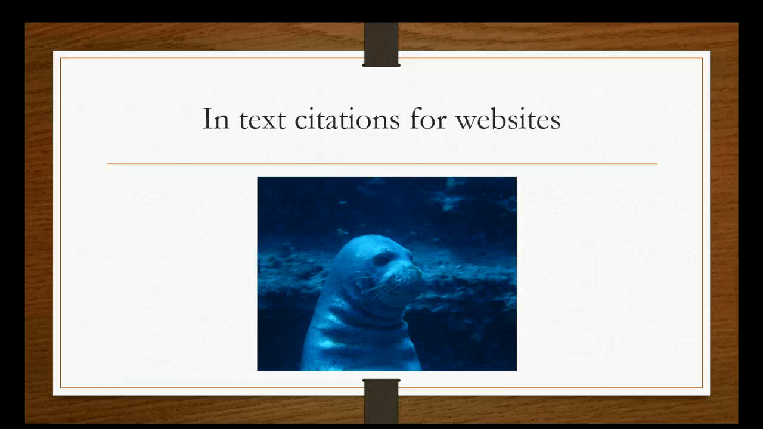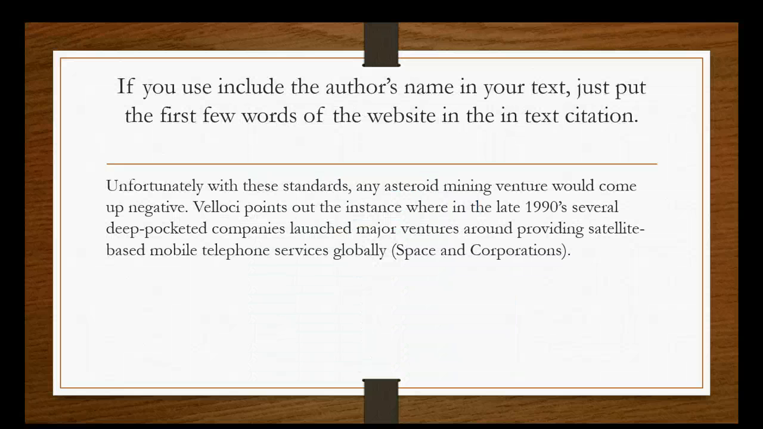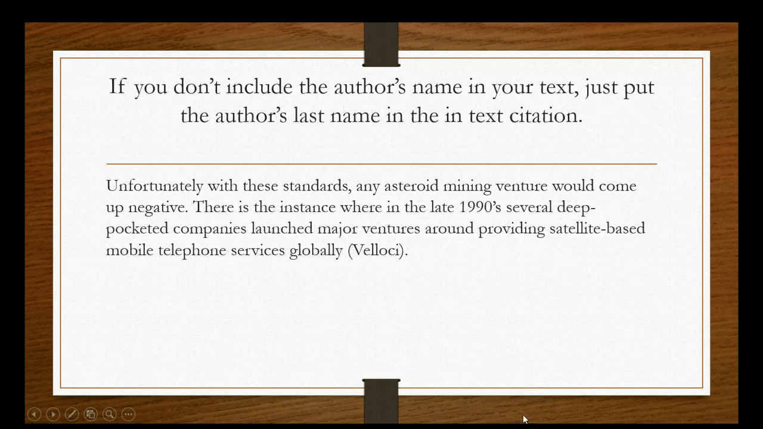So let's talk about in-text citations for websites. If you include the author's name in your text, just put the first few words of the website in the in-text citation. So if your website has an author's name, you should definitely use it. And if you want to cite where it came from, you can just put the name of the website in your parentheses. If you don't include the author's name in your text, just put that in the parentheses. You don't have to put the name of the website.